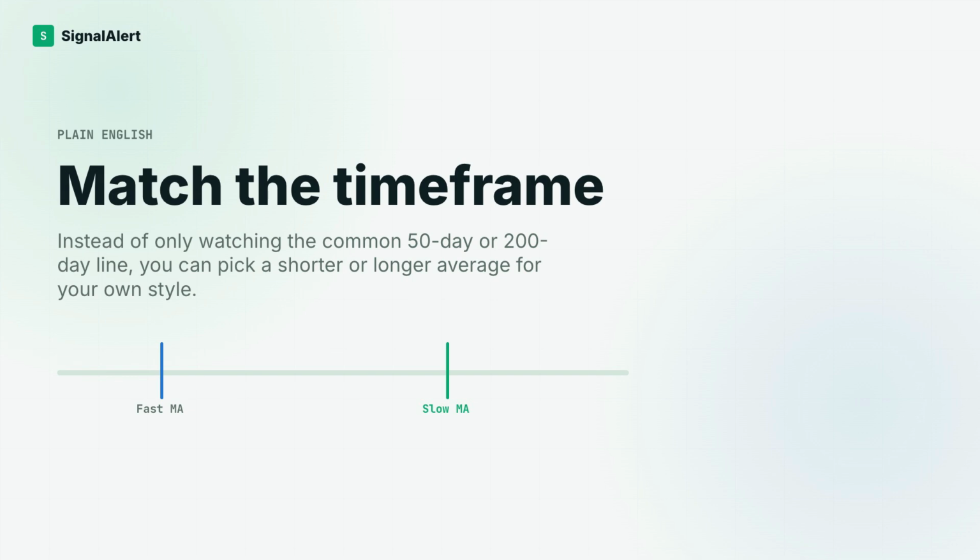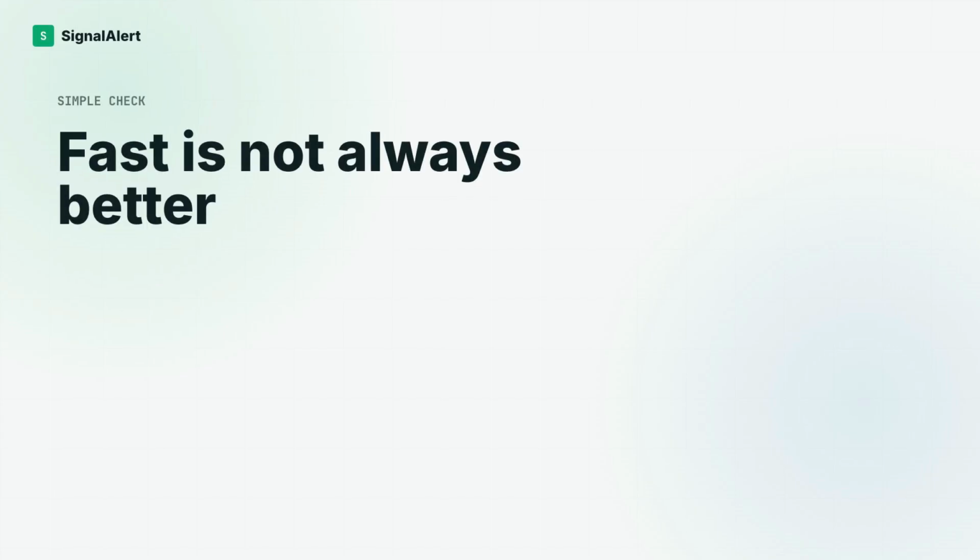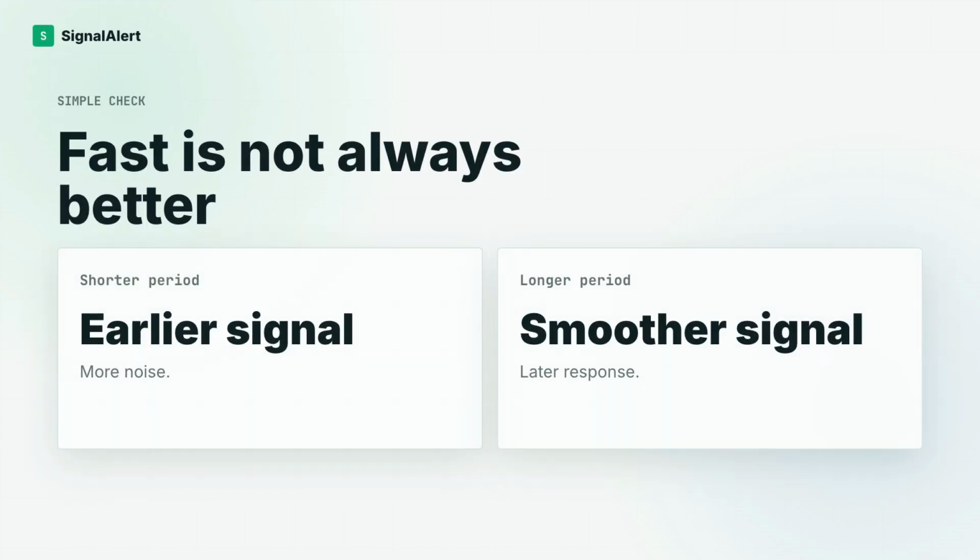The basic idea is still simple. You pick a moving average period, then watch for price to cross above or below that line. A cross above can suggest price is regaining strength for that time frame. A cross below can warn that price is losing that time frame's trend support. The useful part is the period choice.